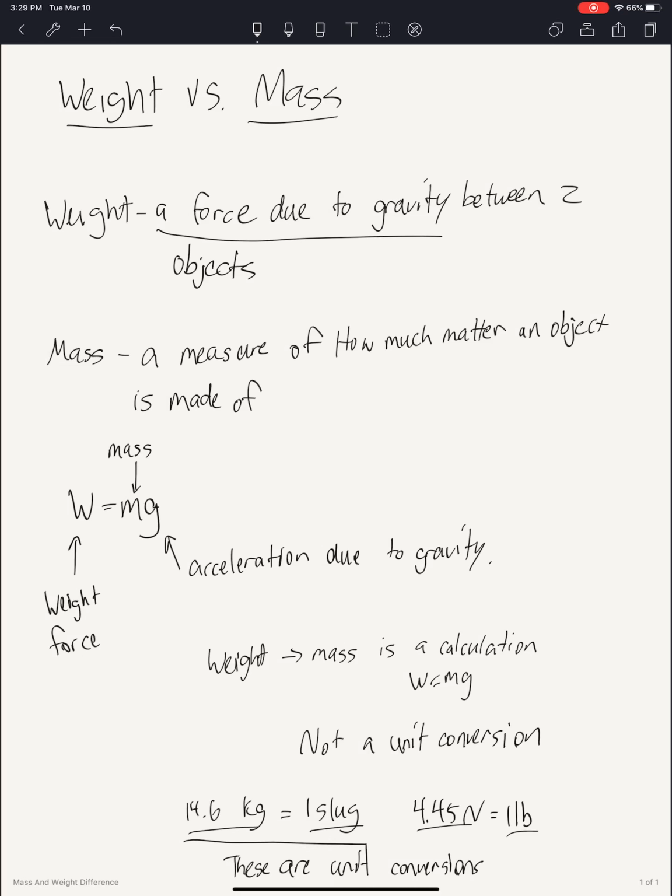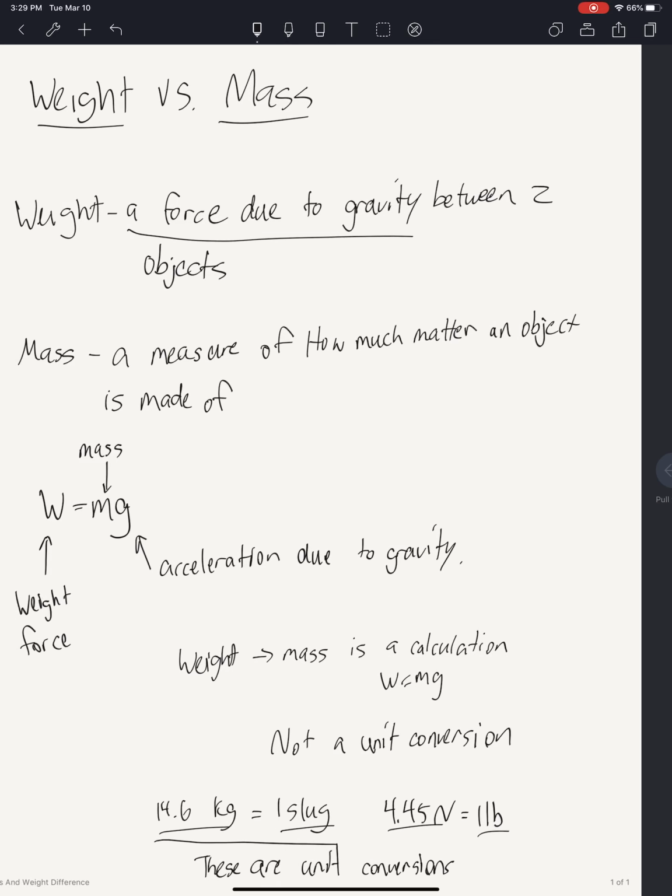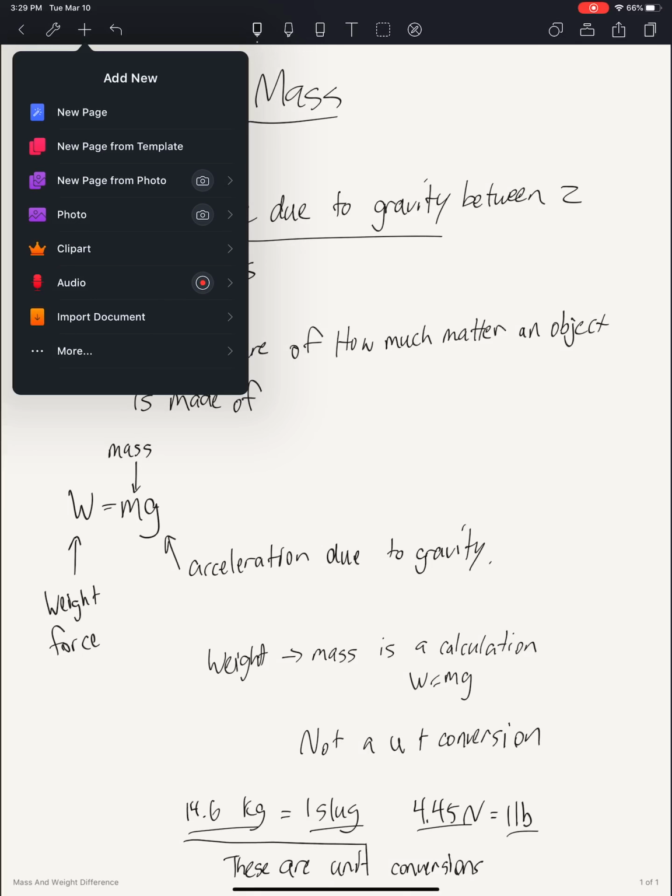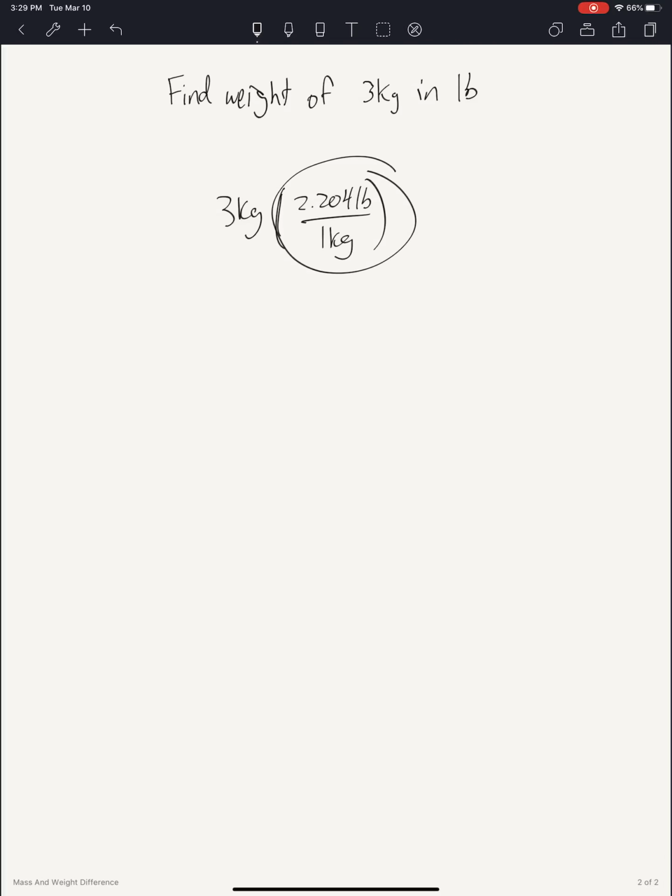All right, so that's the basic thing. If I ask you, let me go ahead and give an example. If I say, find the weight of 3 kilograms in pounds, and you do 3 kilograms times 2.204 pounds per kilogram, I'm curious, what is this quantity? What is it? I can tell you with great certainty that it is the acceleration due to gravity.